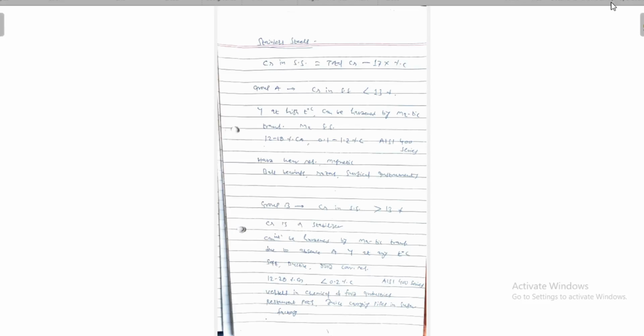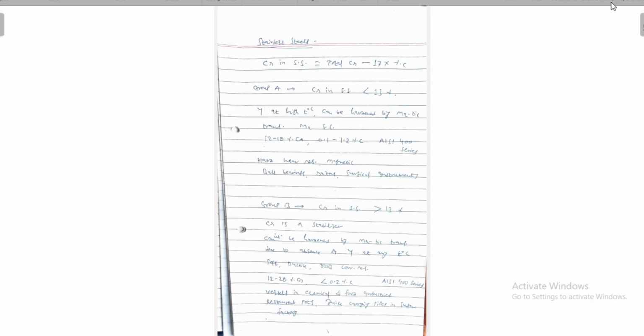A typical chemical composition of group A or multicyclic stainless steel is 12 to 18% chromium, 0.1 to 1.2% carbon, and they belong to the AISI 400 series. They have very good hardness and wear resistivity. These are magnetic in nature, and apart from having more hardness and wear resistivity, they have very good corrosion resistivity due to the presence of a high amount of chromium content.